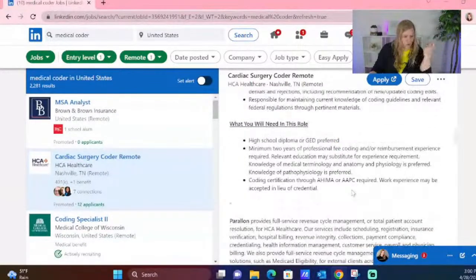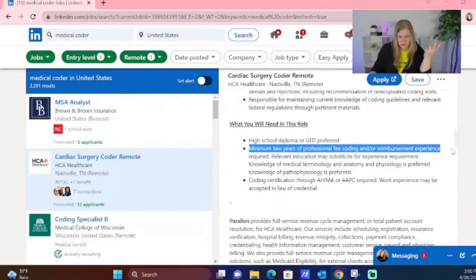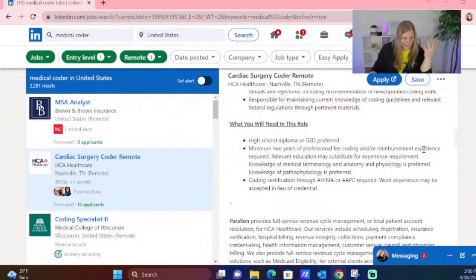Minimum 2 years though of profi coding and reimbursement experience, right? So this one I wouldn't even say is entry level either. Minimum of 2 years experience. We could take a shot in the dark and still apply, but yeah.